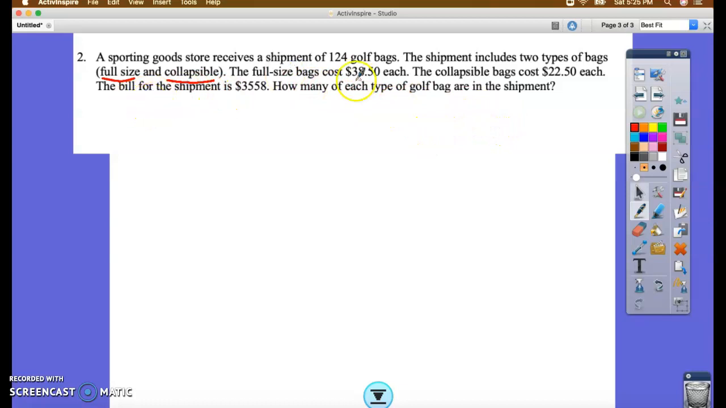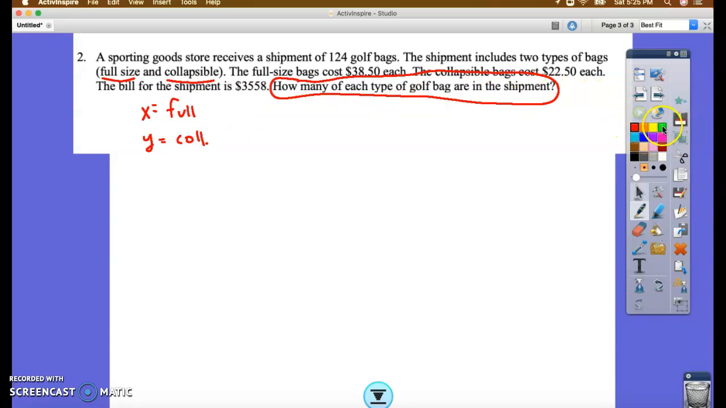Okay, so the question is going to lead to the variables, and I kind of cheated a little bit because I already underlined the 2 kinds or 2 types. So the question says how many of each type. That question is leading me to the variables. I have full and collapsible, so X and Y. X I'm going to say is full size, and Y I'm going to say is collapsible size. Okay?